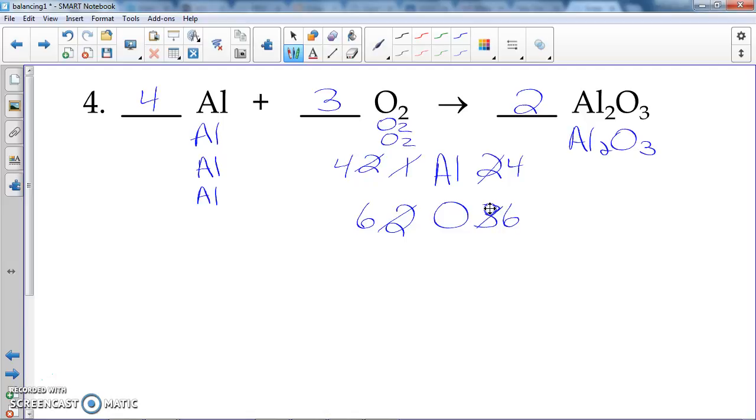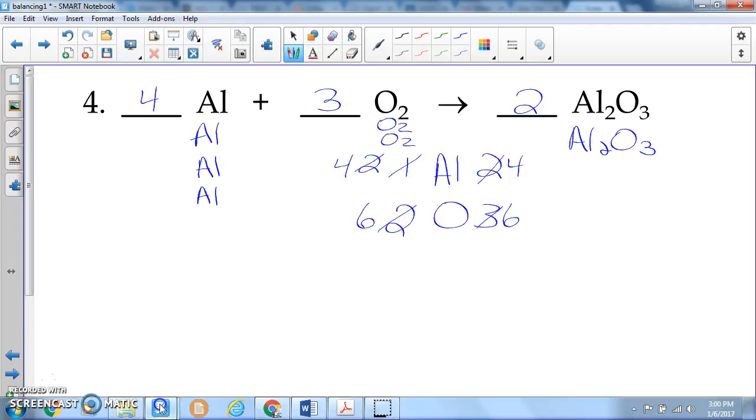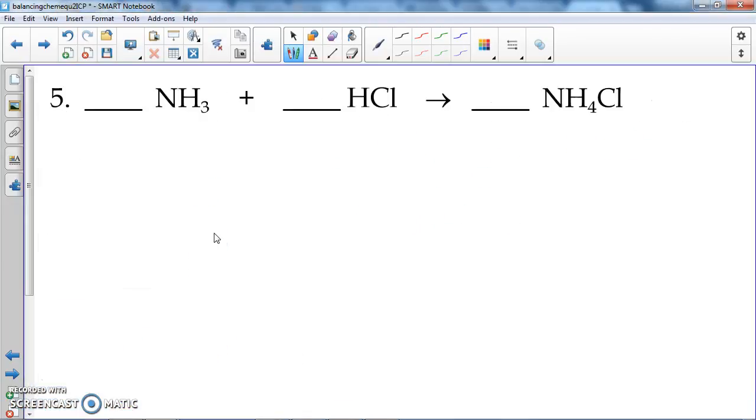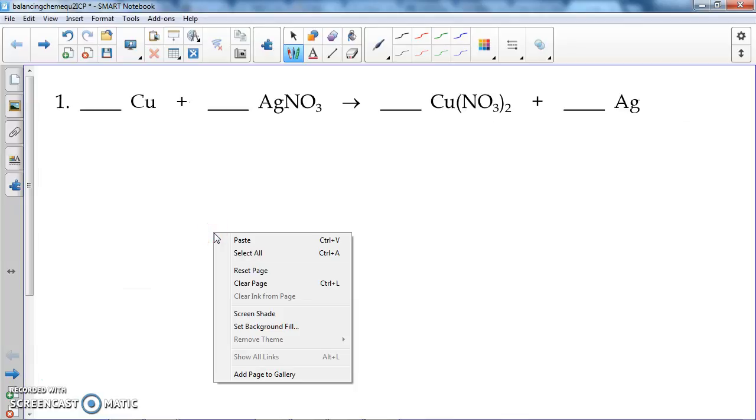All right, so that's the first examples I did. Now we're going to switch to page 5. So if you could please switch to page 5 in your packet. And we're going to start with number 1.